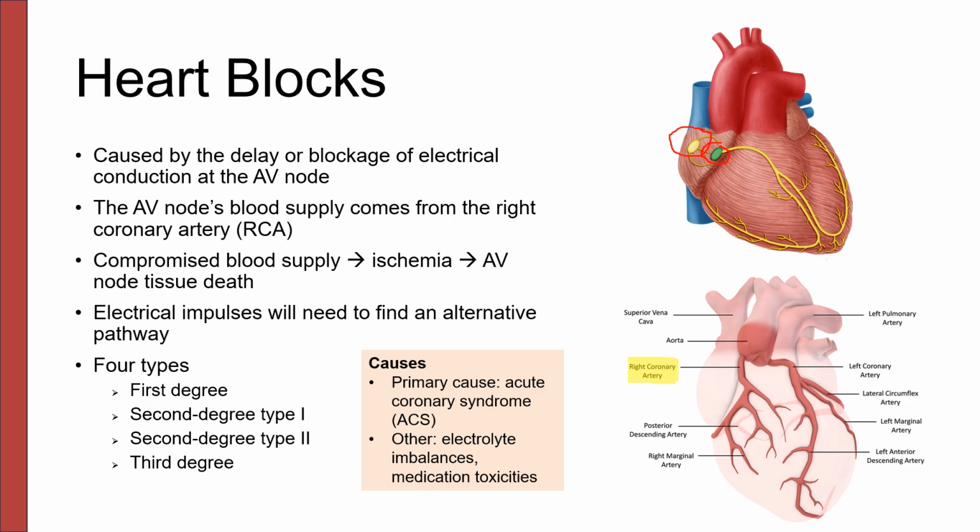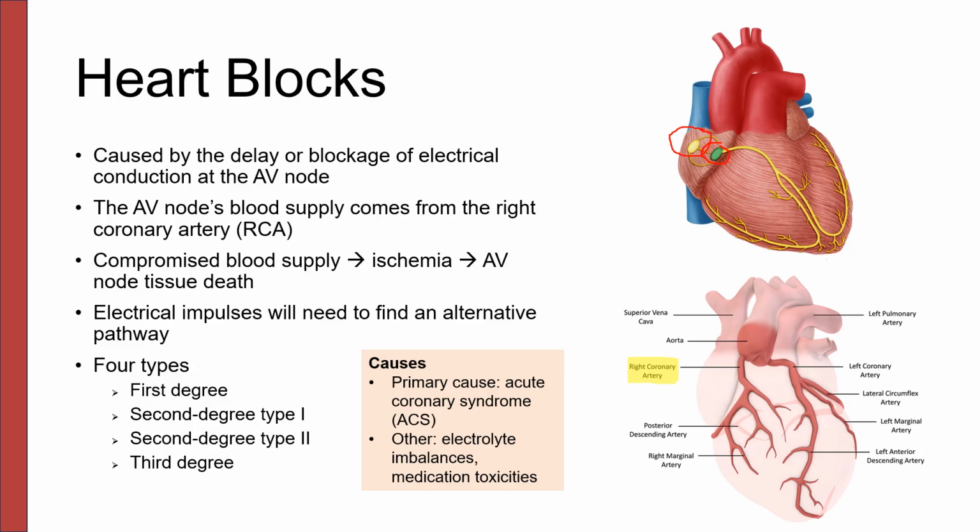With all heart blocks, there is something wrong with the AV node. So those signals from the SA node are not coming through as they should. Either every other one comes through, every third one, every fourth one, or maybe none are going through at all. So the ventricles are not getting that message to contract when they should be. That is the whole problem with heart blocks. So why is this happening? This is happening because the AV node's blood supply has been compromised.